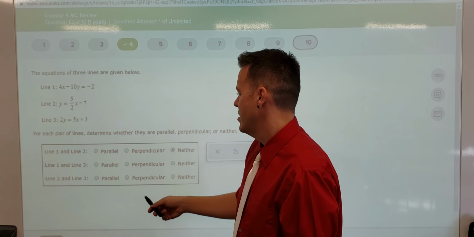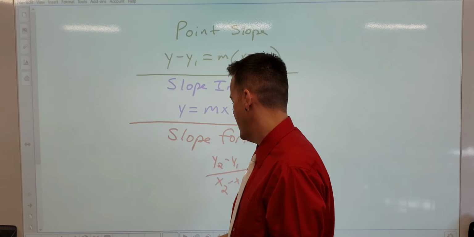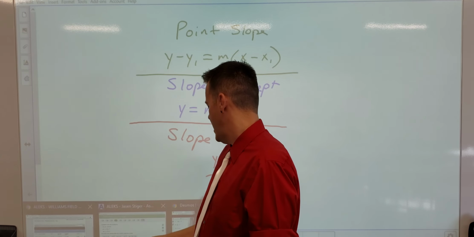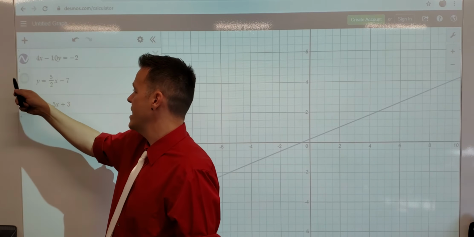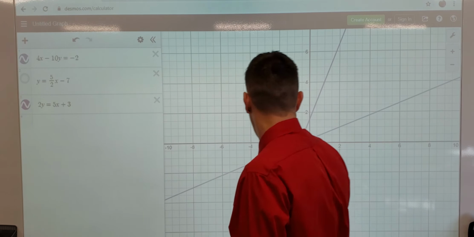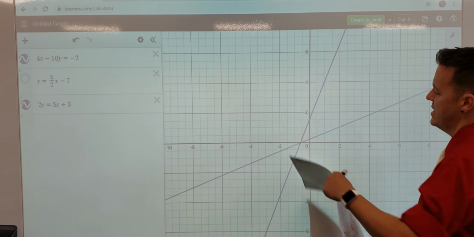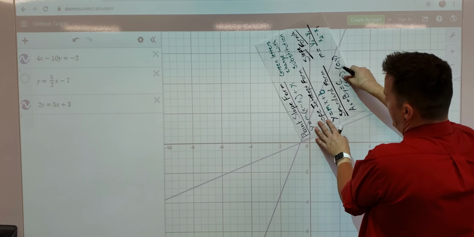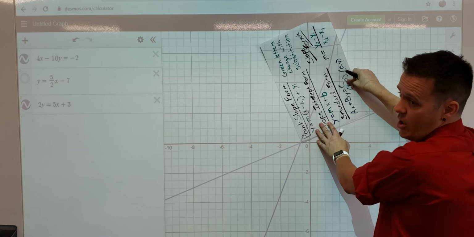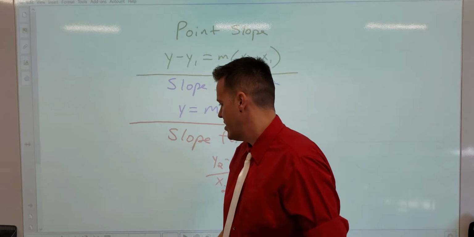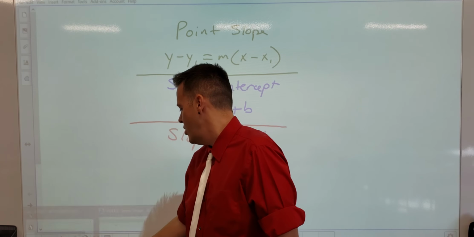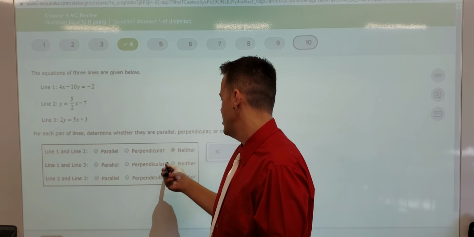So I do neither. Lines 1 and 3. So it's the very first line and the third line. On Desmos, I turn that one off, turn that one on. 1 and 3, same thing, use a paper test. If you hold it up there, is it correct? The answer is no, it is not. It is not perpendicular, nor is it parallel. So you do the same thing on Alex: you click neither.